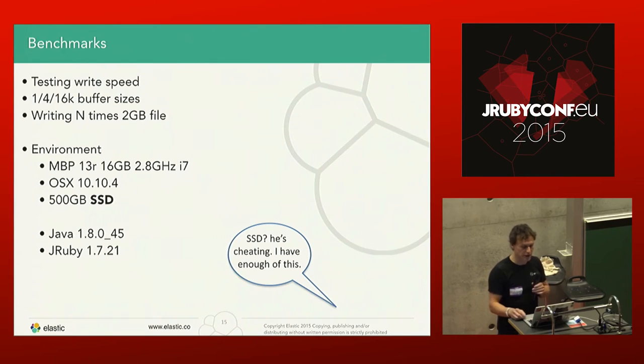So this has been run on my MacBook here. It has a local SSD, so of course there's a lot more IOPS than a spinning disk. Latest Java and latest JRuby 1.7. I haven't run the test on 9K yet, but I'll do that.